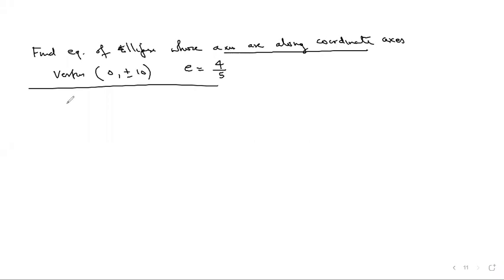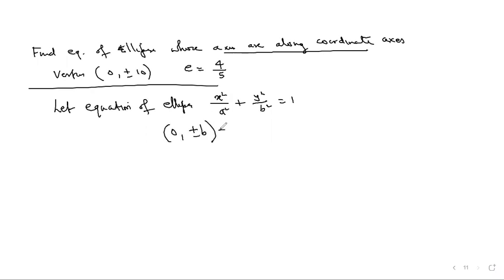Axes are along the coordinate axis. So how to assume the equation of the ellipse? X square upon a square plus y square upon b square is equal to 1, where b is greater than a. 0, plus or minus 10 is the vertex. So 0, plus or minus b is one of the vertices. So b is 10. I don't know whether a is more or b is more, but I can say only b is 10. That's all I can say.